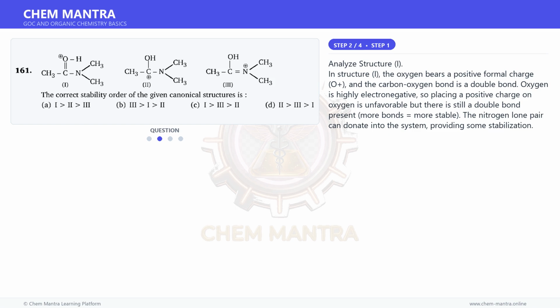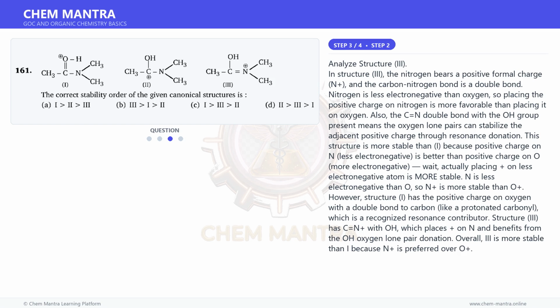Moving on to the next step. Analyze structure I. In structure I, the oxygen bears a positive formal charge, O+, and the carbon-oxygen bond is a double bond. Oxygen is highly electronegative, so placing a positive charge on oxygen is unfavorable, but there is still a double bond present. More bonds equals more stable. The nitrogen lone pair can donate into the system, providing some stabilization.